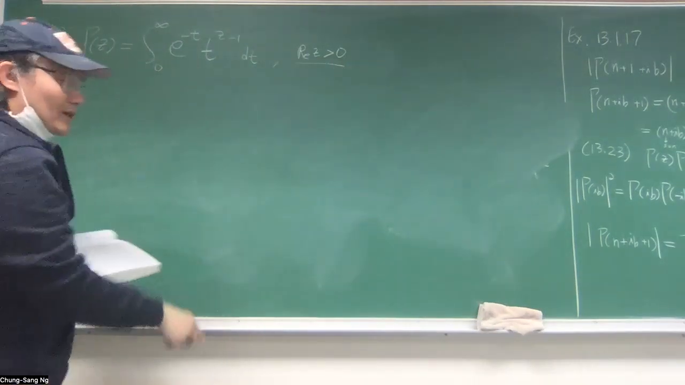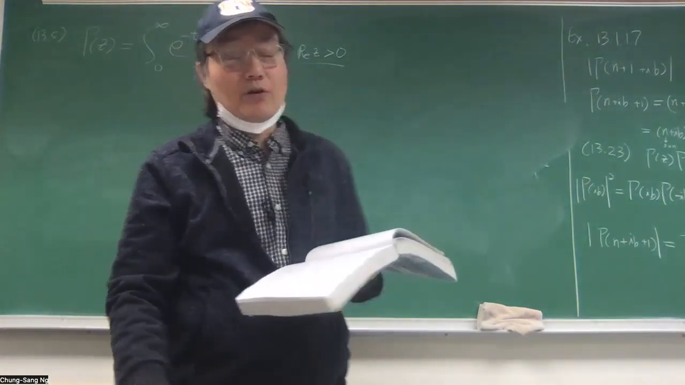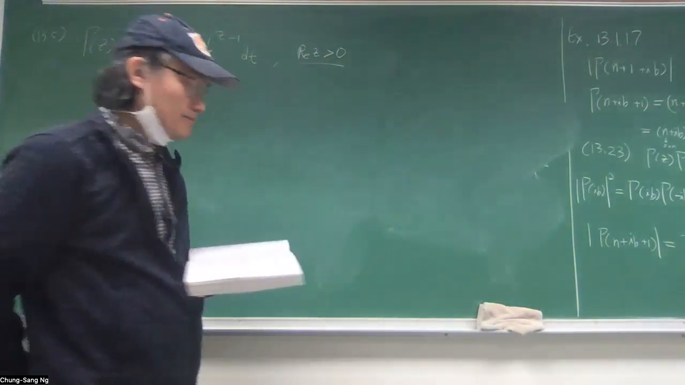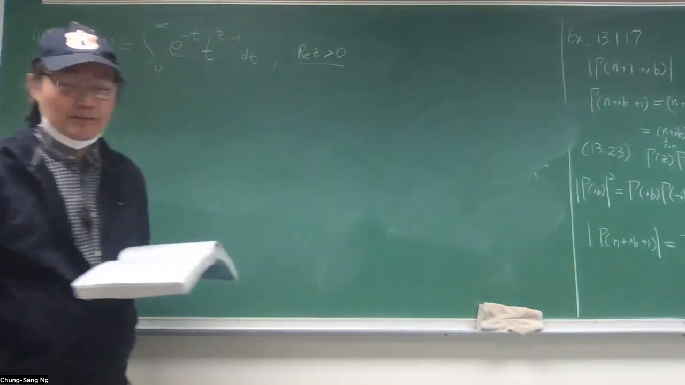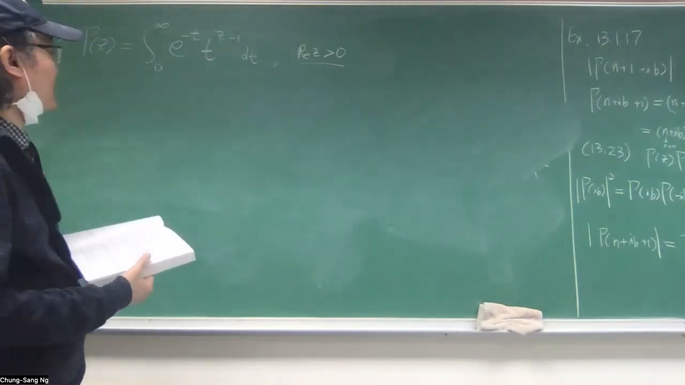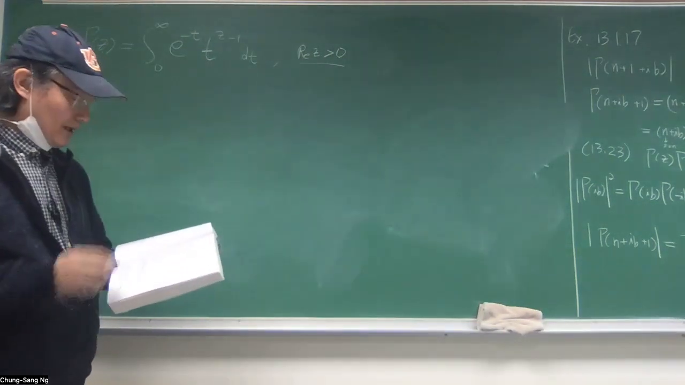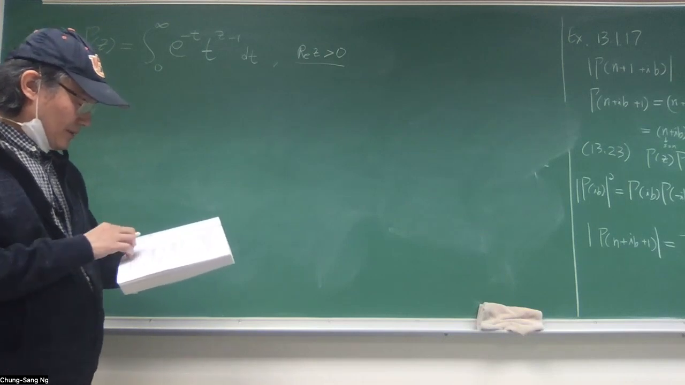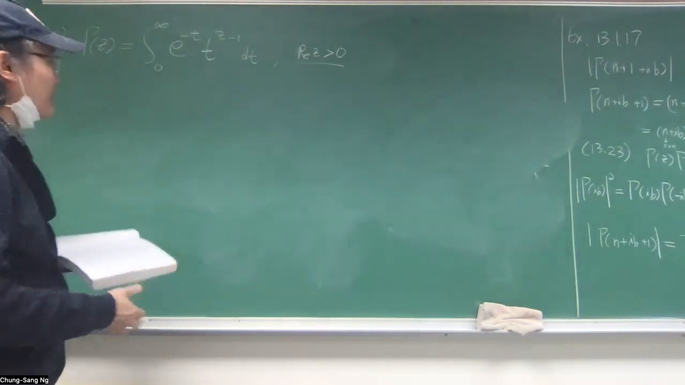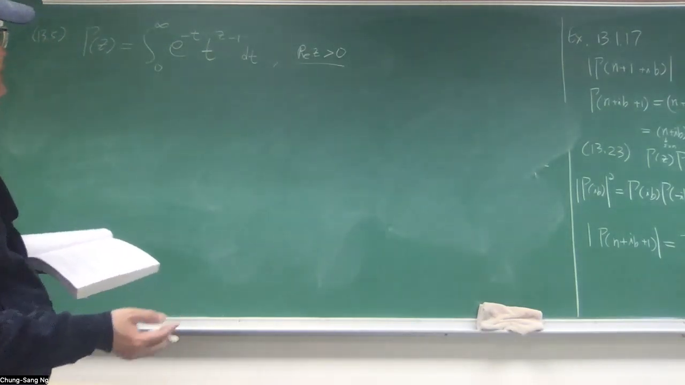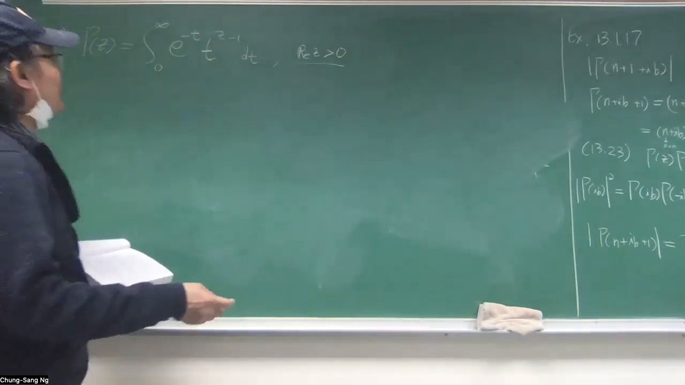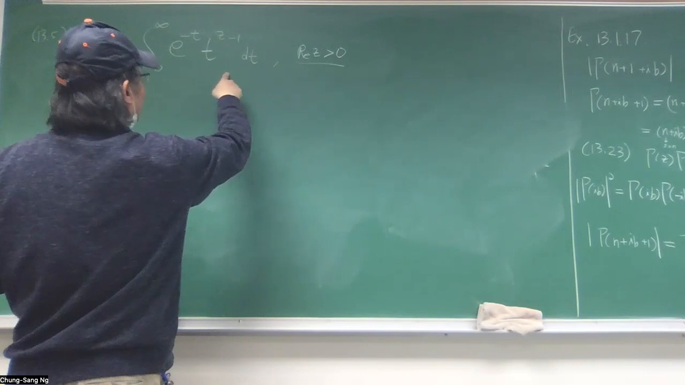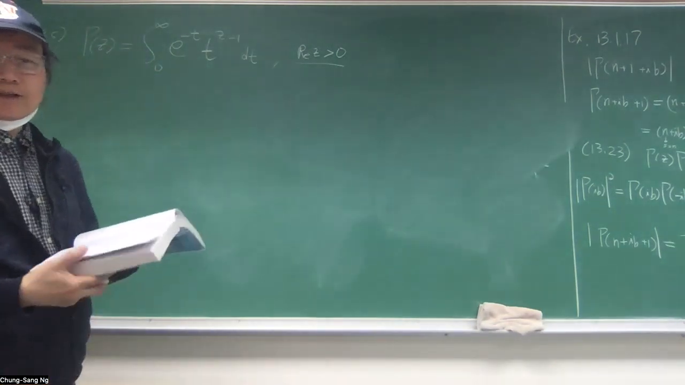But this is just the restriction for the integral. It's not the restriction of the gamma function. The gamma function is defined over all the complex plane, except the poles, zero and all the negative values. So the gamma function does not exist at those poles. There's a singularity, or a pole of the gamma function, at those locations. So this is not the restriction of the gamma function. This is a restriction of the integral representation.